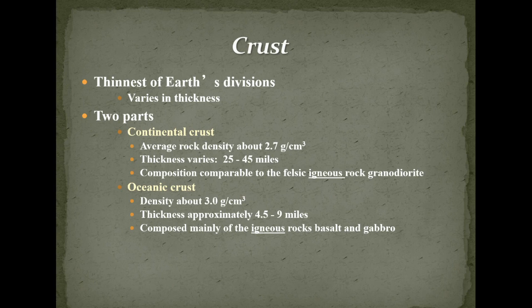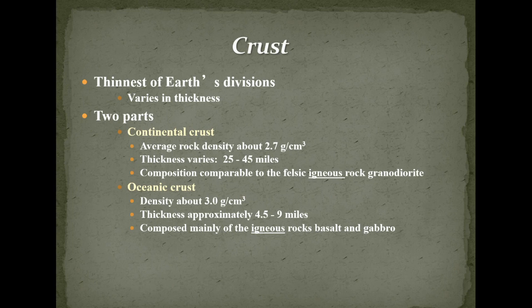So this is the thinnest part of the Earth. It does vary in thickness, but even the thickest part is very, very thin compared to the rest of the sections. And you have continental crust and oceanic crust. So continental crust, for the most part, is land, like dry land. And oceanic crust, for the most part, is under the ocean.